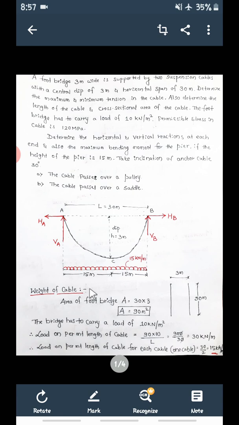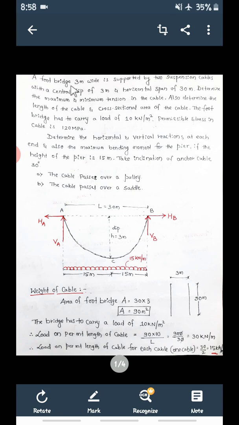Now how to find this load, the load on the cable, that will be interesting here. So first we'll find out weight of the cable. Whatever the weight of this bridge will be transferred to this cable and this side cable. So first we'll find the area of this footbridge. So area of the footbridge, capital A, is equal to 30 into 3. So what is 30? Length of the bridge, 30 meter is given in the problem.